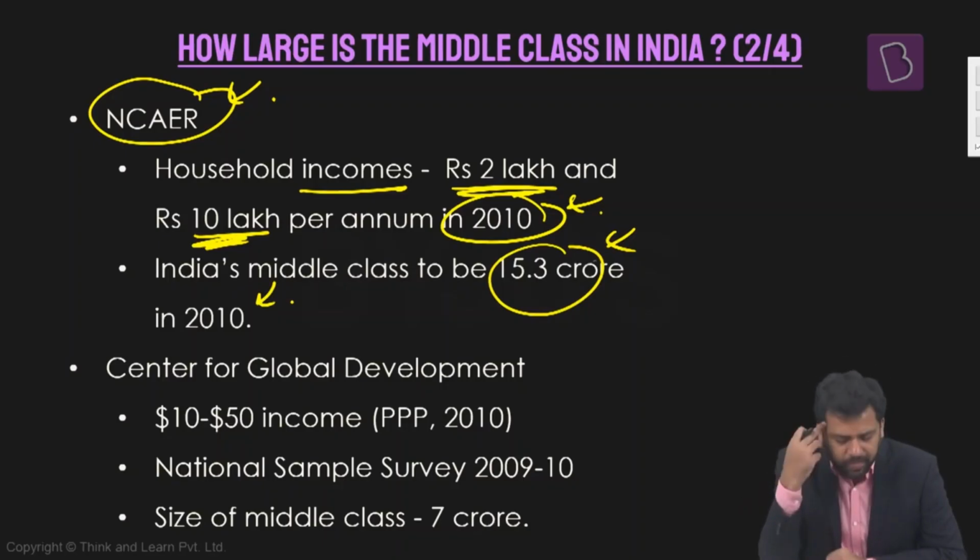But still, 15.3 crores is not a huge number. And keep in mind, 15.3 crores implies this is the middle class. The upper class will definitely be even smaller, very small. Which implies the number of people in the lower classes will be huge. Which implies India has a large number of people who are very, very poor, who do not even have this particular income.